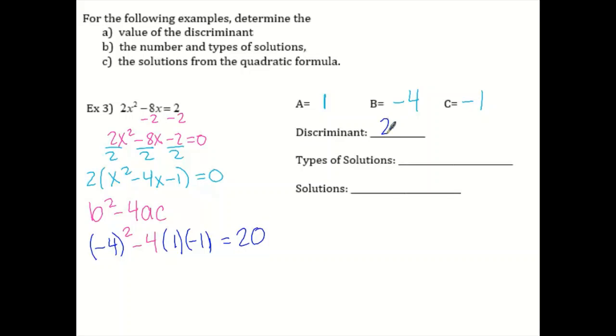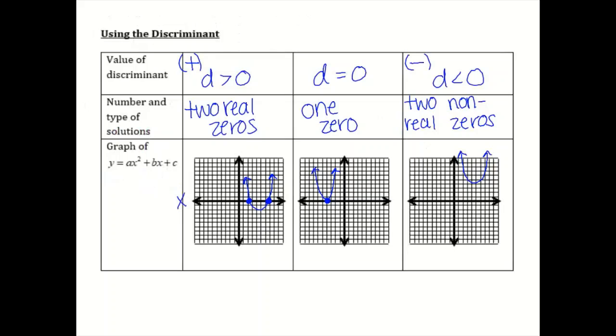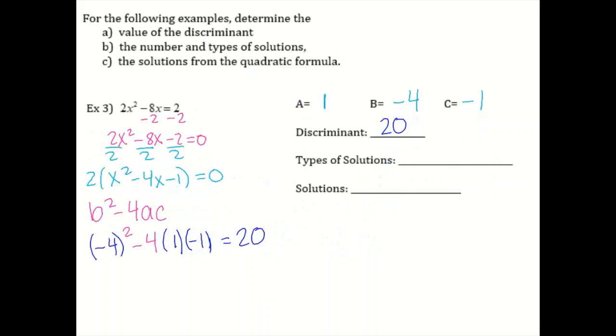So my discriminant is 20. So I'm going to go back to my table. So 20 falls here. It's positive. It's greater than 0. So I'm going to have 2 real zeros. So this time I should get 2 numbers. Okay. So now I have to continue with my quadratic equation.